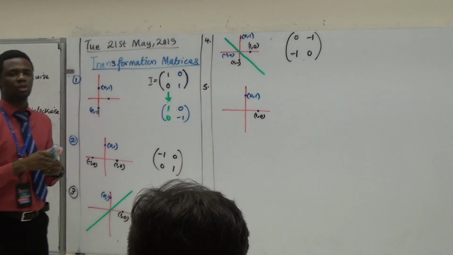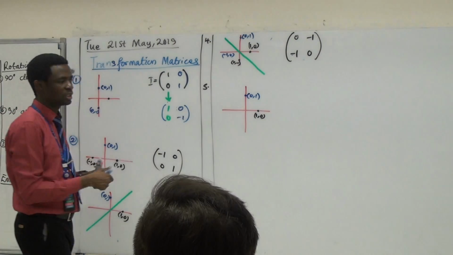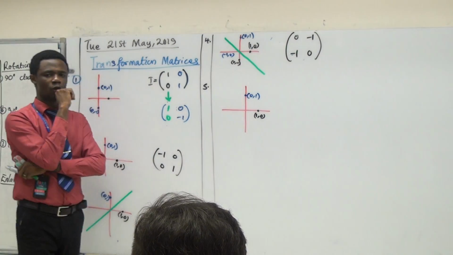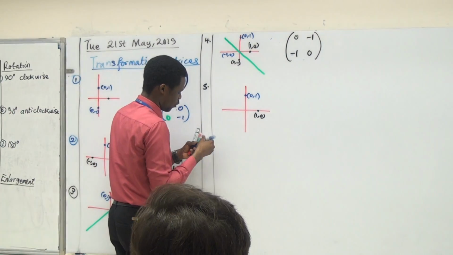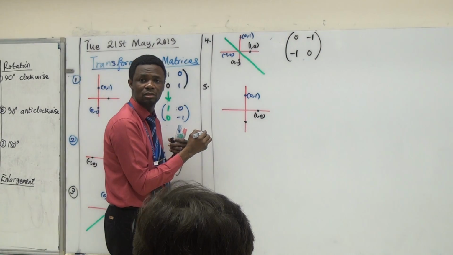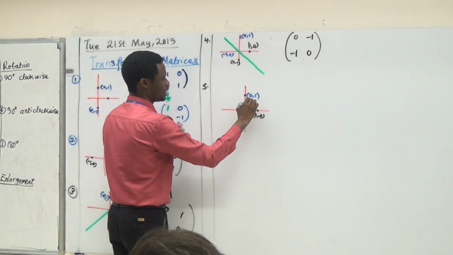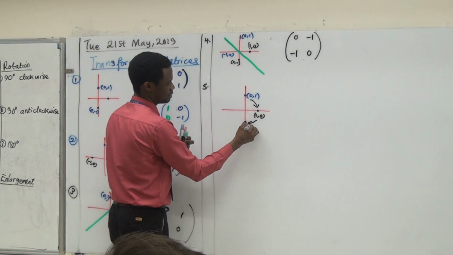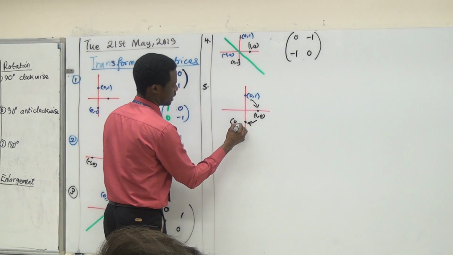Okay. Rotate 90 degrees clockwise. You know what 90 degrees clockwise is, right? So where does this black point go to after 90 degrees? 0, negative 1. x is 0, y is negative 1. Here. Okay? And where does this go to? 1, 0. So this comes here, this comes here. Does it make sense? Yeah. So this is 0, negative 1.